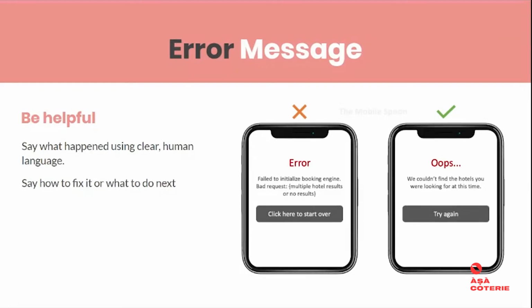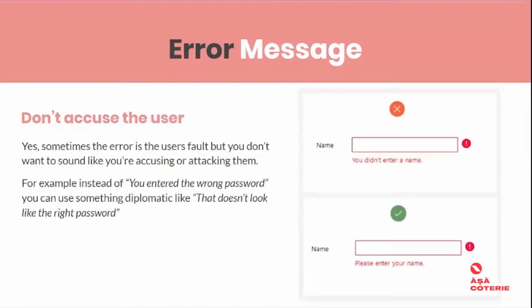A personal pet peeve I have with some error messages is when you tell me something is wrong and you don't help me know what to do next. Like you just tell me, oh, this was wrong. You don't tell me, oh, is it my internet that has a problem? Should I check my internet connection? Should I try again? Should I go back to input something? Be clear on what happened. Say how to fix it. Be helpful. Say what to do next.